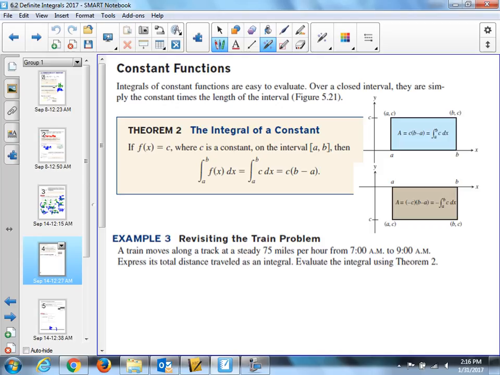If it's below the x-axis, you'll get a negative area on here. And if you truly want the area, not just the value of the integral, you're going to have to flip the sign. And that's where this comes in. If you're looking for area A, take the negative value of whatever you compute.